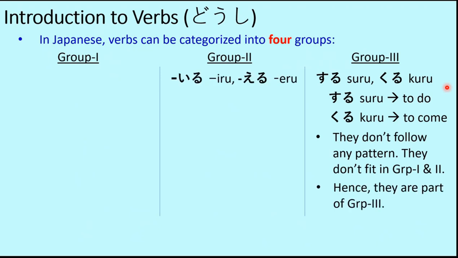Next we have group 2. So we are moving in the opposite direction. That is, first we discussed group 3, then group 2, and then we will reach group 1. In group 2, we have those verbs which end in iru or eru. So this is iru, this is eru. Look at the difference between group 3 and group 2. In group 3, suru is the complete verb, kuru is the complete verb, but in group 2, this is not the complete verb, but the suffix of the verb form. That is iru and eru, verbs which end with iru and eru.